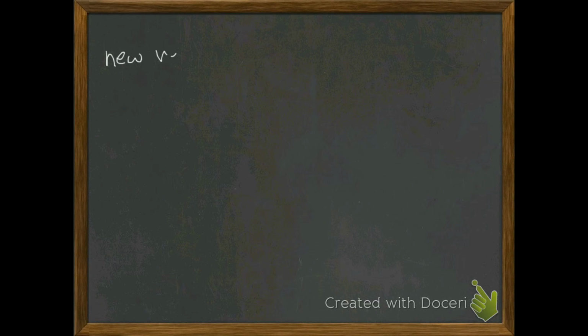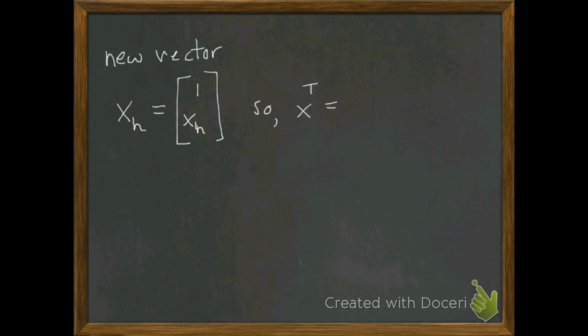And I had to go back and actually look this up because I forgot this. We actually end up getting a new vector, which we call x sub h, just like we did before. And this vector is a really simple one. It's just a 2 by 1 vector, which is 1, x of h. So guys, clearly we're going to probably need this. X transpose is just going to be this vector.